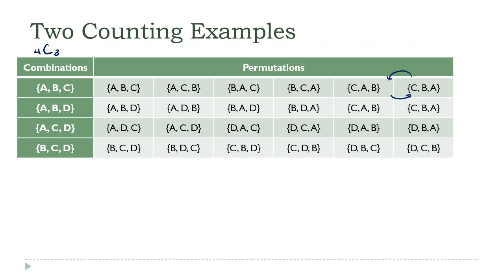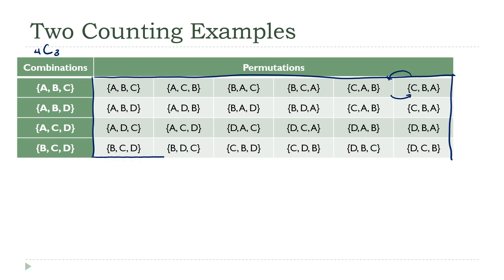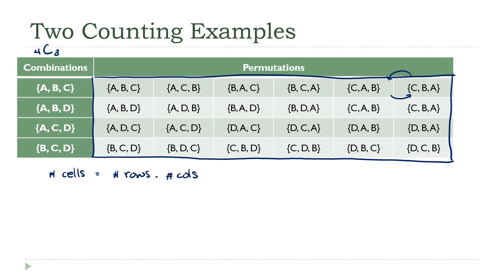Okay, so I want you to flash back to elementary school multiplication. You learned pretty early on that you can find the number of cells in a grid like this by multiplying the number of rows by the number of columns. So the number of cells equals the number of rows times the number of columns. The number of rows is 4 choose 3. That's the number that we're actually trying to find.